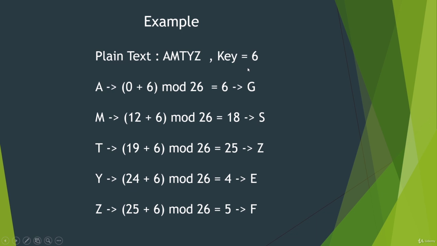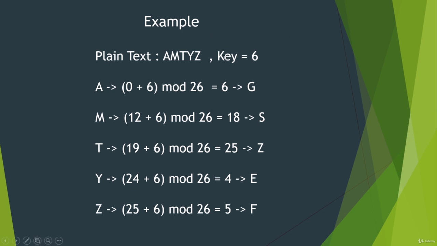We send the key also to our receiver, and then he just adds the minus in the same way to get the plain text. He puts the minus and does the modular division, and he gets the value of the plain text. So this is one example of the ciphertext.